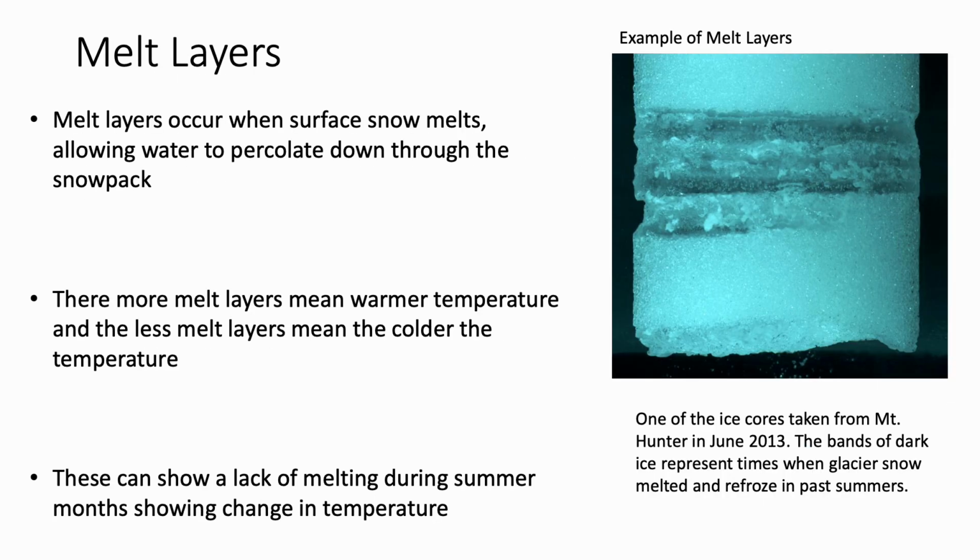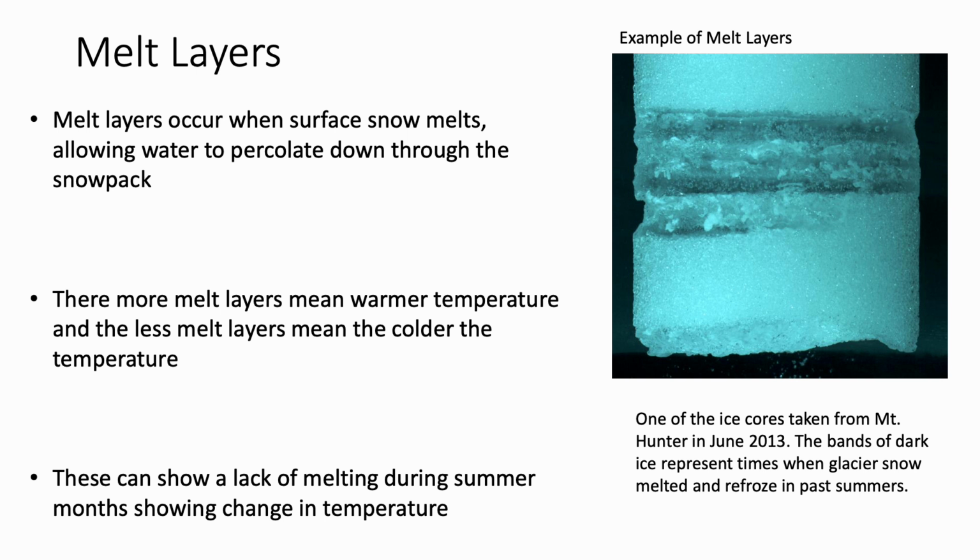We can also use ice cores to show us the melt layers, which are related to summer temperatures and not related to bubbles of gas. The melt layers occur when surface snow melts, allowing water to percolate down through the snowpack. They form ice layers in the ice cores where there are no bubbles visible.